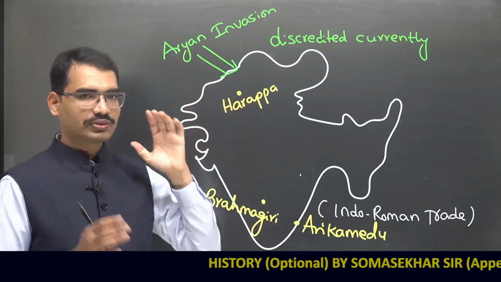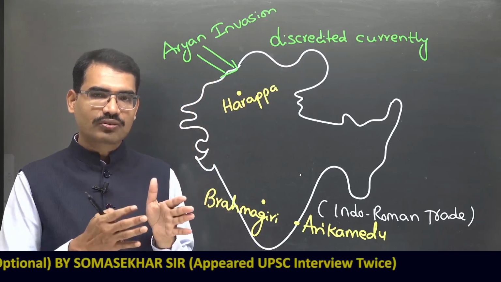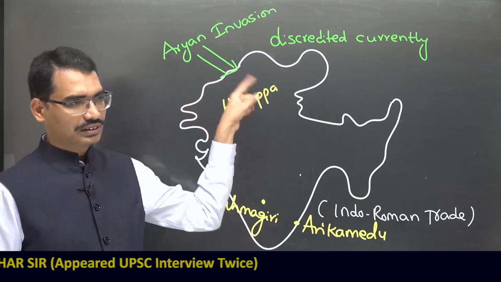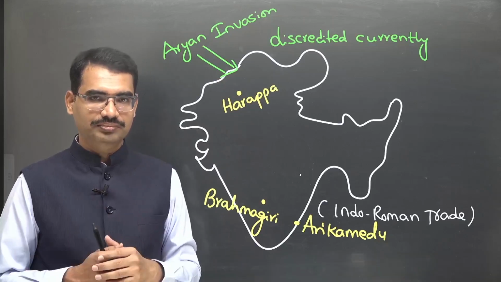Aryans and Harappans were fighting. In those wars and battles, Harappans were defeated. Aryans occupied these places. That is how the Indus Valley civilization declined.